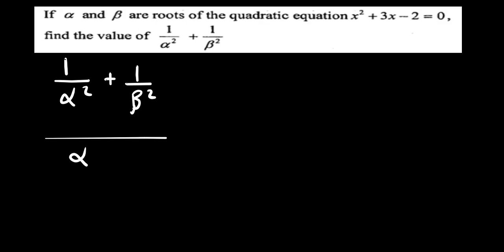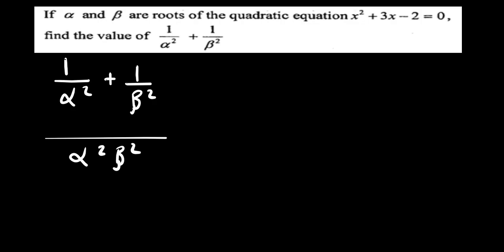Let's solve some questions. If alpha and beta are roots of a quadratic equation, x squared plus 3x minus 2 equals 0, find the value of 1 over alpha squared plus 1 over beta squared. So these are just fractions. What are we first going to do? Merge these fractions into one single fraction. So we've got 1 over alpha squared plus 1 over beta squared, like that. When we combine these, our common denominator is just alpha squared beta squared.